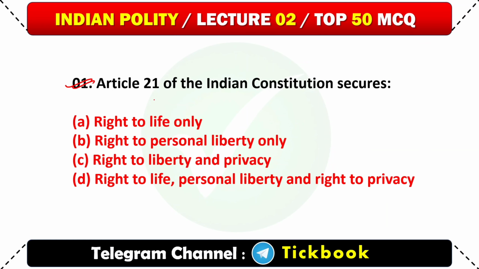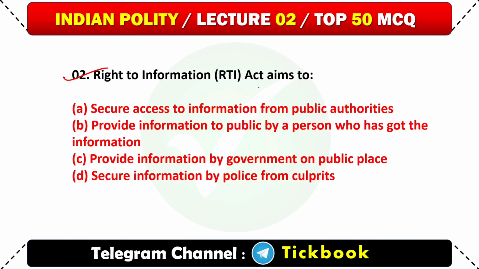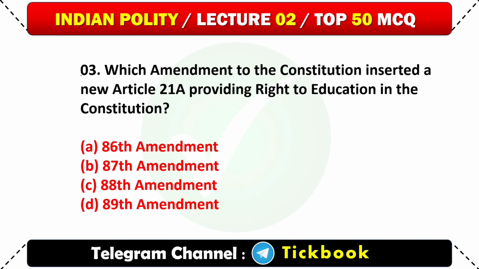So the question number 1, Article 21 of the Indian Constitution secures option number D, right to life, personal liberty and right to privacy. Question number 2, right to information acts aims to option number A, secure access to information from public authorities. Question number 3, which amendment to the Constitution inserted a new Article 21A providing right to education in the Constitution? Option number A, 86th Amendment.